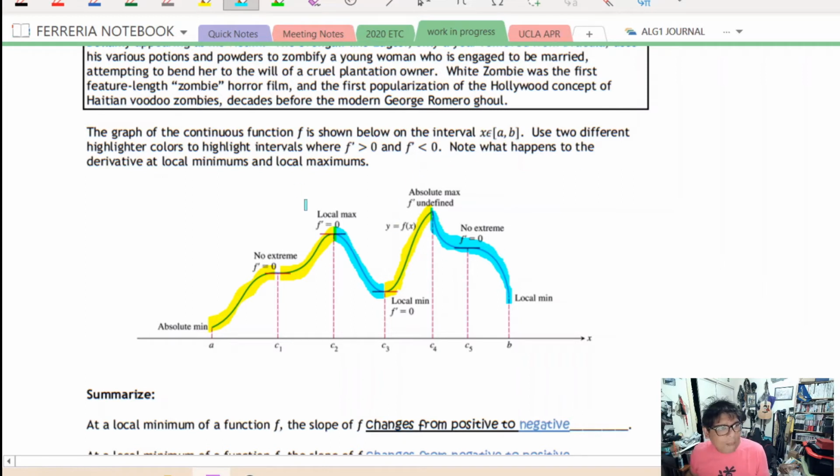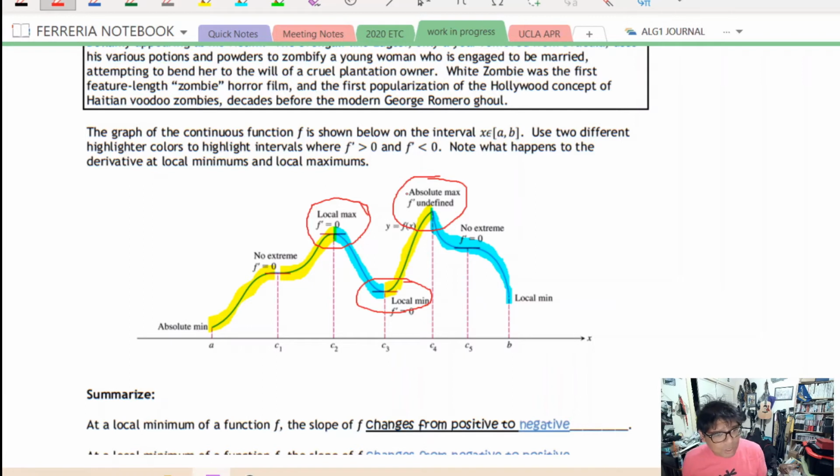Okay, so note what happens to the derivative at local maximums and minimums. Where are the local maximums and minimums? Here's a local maximum. Here's a local minimum. Here's another local maximum. This happens to also be the absolute maximum. And hopefully you've noticed that at all three of those places, the highlighter changes color, which means that the derivative changes sign from either positive to negative, which would be yellow to blue, or from negative to positive, which would be from blue to yellow.